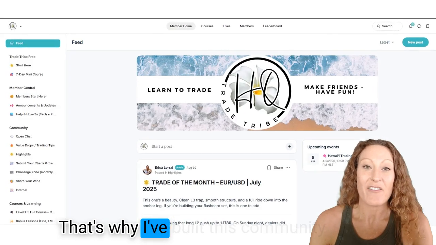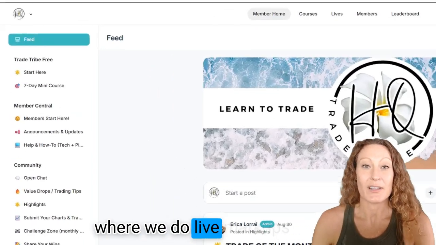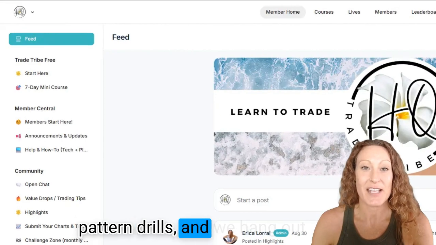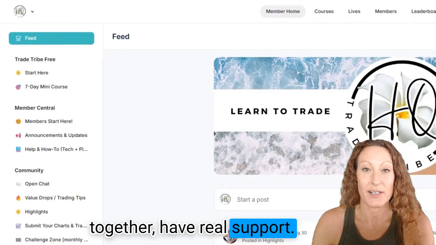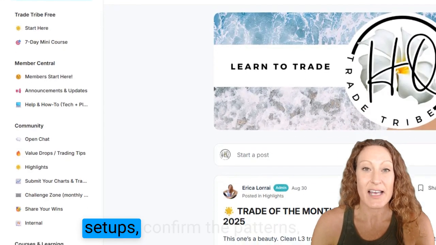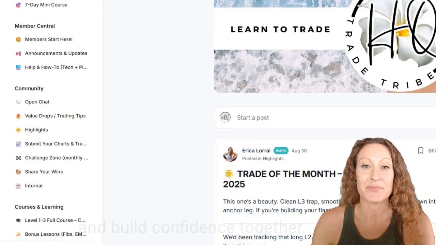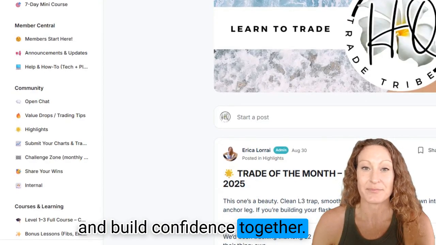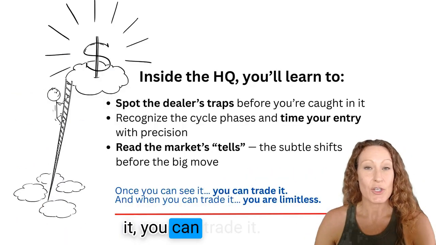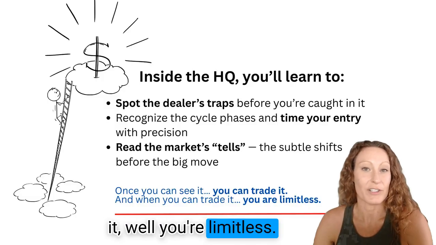That's why I've built this community where we do live markups, pattern drills, and we hang out together, have real support. This is where we study the setups, confirm the patterns, and build confidence together. Because once you see it, you can trade it. And once you can trade it, well, you're limitless.